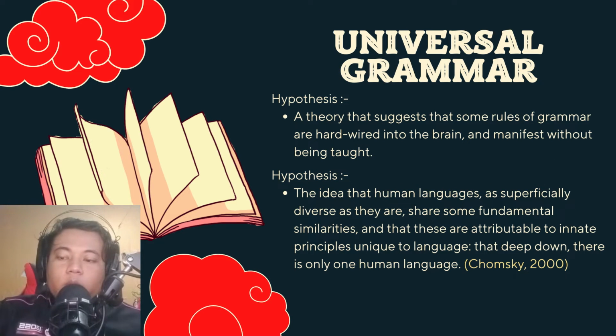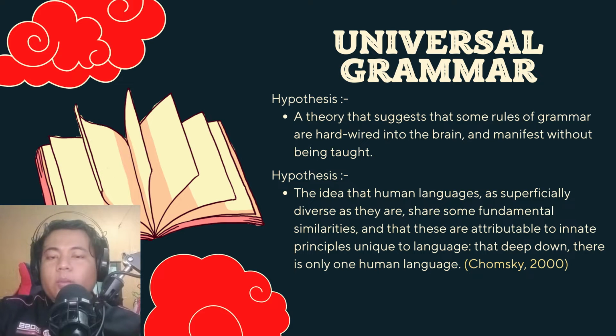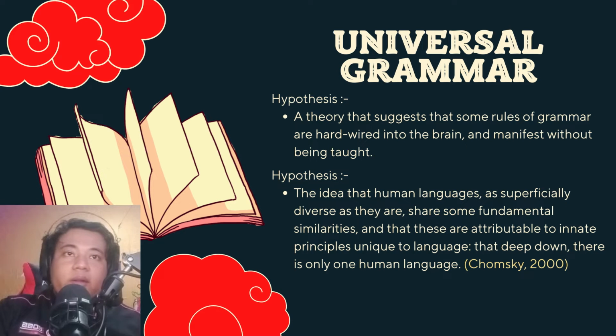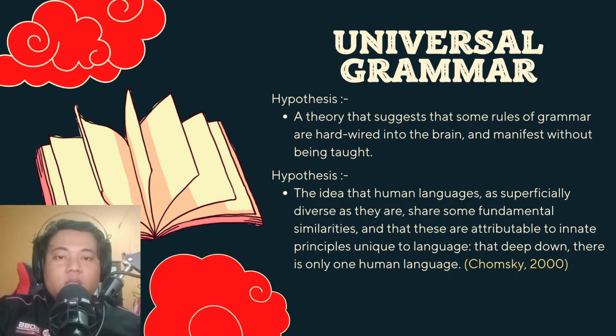Okay, so we move on to the hypothesis of universal grammar. The first one is that universal grammar is a theory that suggests that some rules of grammar are already hardwired into the brain and will manifest without being taught. The second hypothesis is the idea that human languages, as superficially diverse as they are, share some fundamental similarities and that these are attributable to innate principles unique to language. That deep down, there is only one human language. Chomsky 2000. So that's all from my part. I will pass to the next presenter.